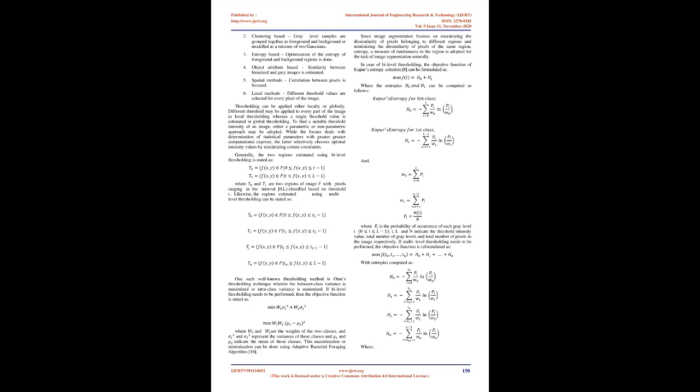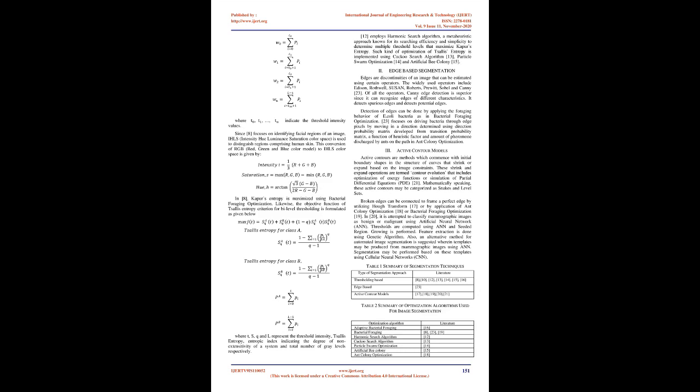Likewise, the regions estimated using multi-level thresholding can be stated as follows. One such well-known thresholding method is Otsu's thresholding technique, wherein the between-class variance is maximized or intra-class variance is minimized. If bi-level thresholding needs to be performed, then the objective function is stated as where w1 and w2 are the weights of the two classes, sigma1 and sigma2 represent the variances of those classes, and mu1 and mu2 indicate the mean of those classes. This maximization or minimization can be done using adaptive bacterial foraging algorithm 16.